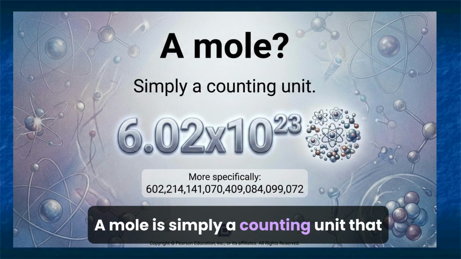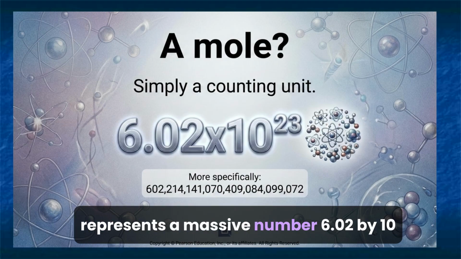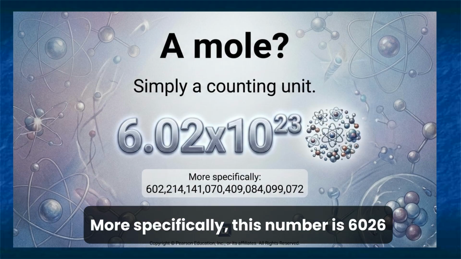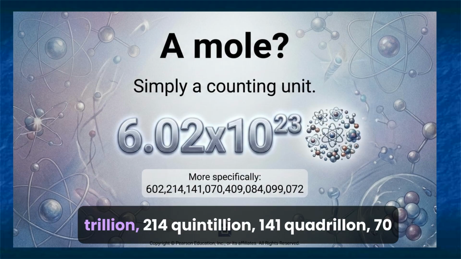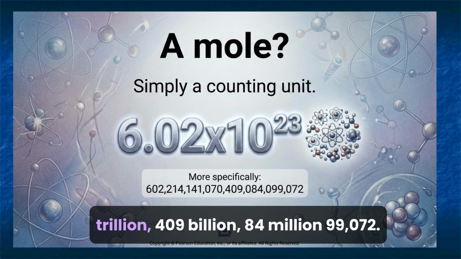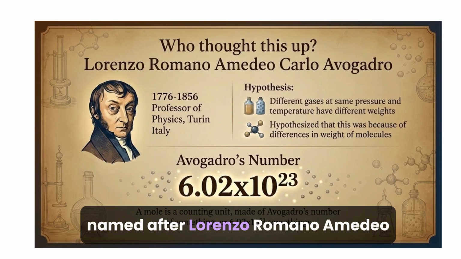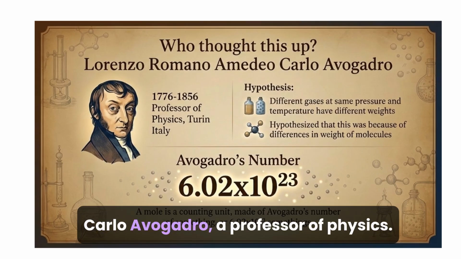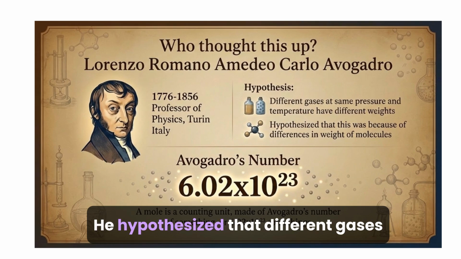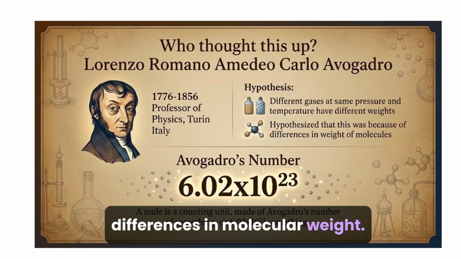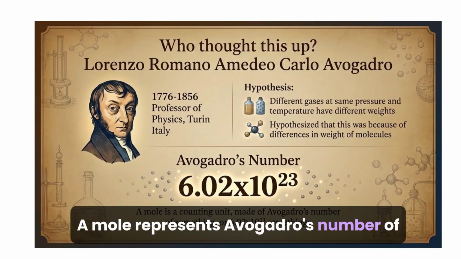A mole is simply a counting unit that represents a massive number, 6.02 by 10 to the power of 23. More specifically, this number is 602 sextillion, 214 quintillion, 141 quadrillion, 70 trillion, 409 billion, 84,099,072. Avogadro's number is named after Lorenzo Romano Amedeo Carlo Avogadro, a professor of physics. He hypothesized that different gases have different weights due to the differences in molecular weight. A mole represents Avogadro's number of something.